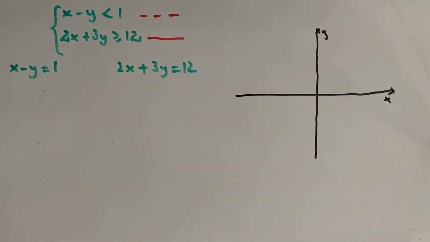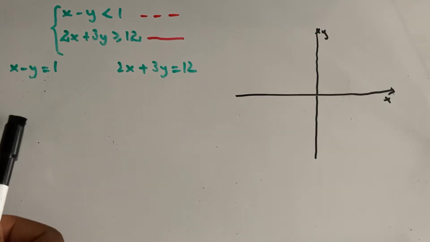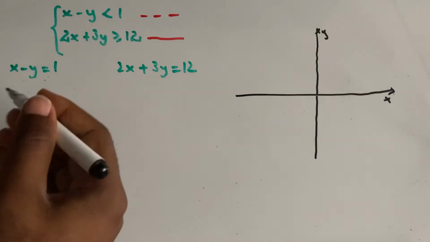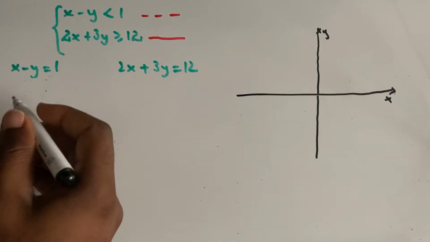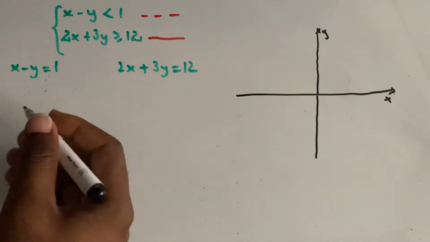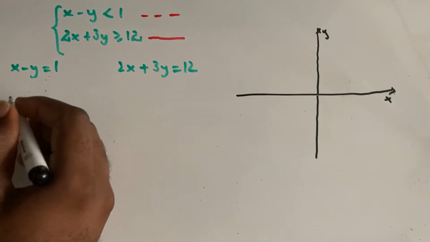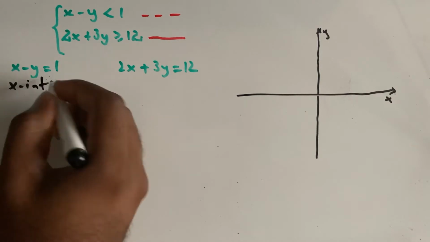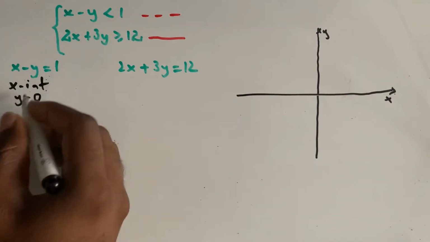So the first thing you do, you just need to get a couple of ordered pairs to graph the line. In this case, I'll use the x and y intercepts just to graph. You could choose any points you want, but for this problem I'm just going to use the x and y intercepts. So let's get the x intercept, meaning that y will be 0.